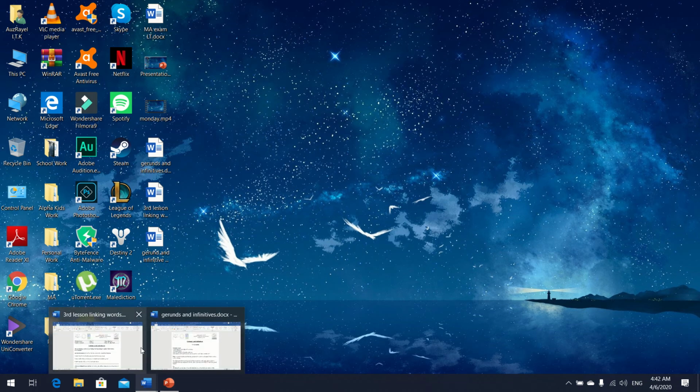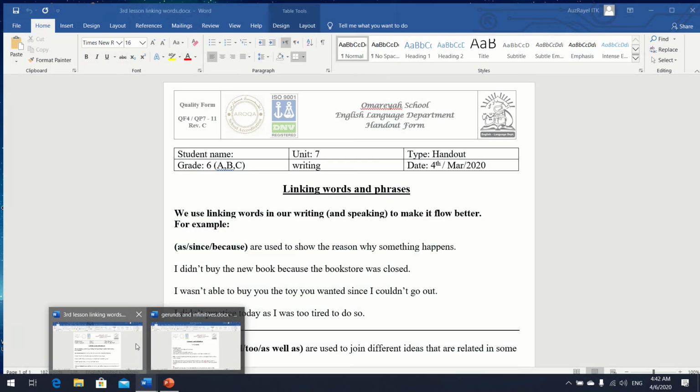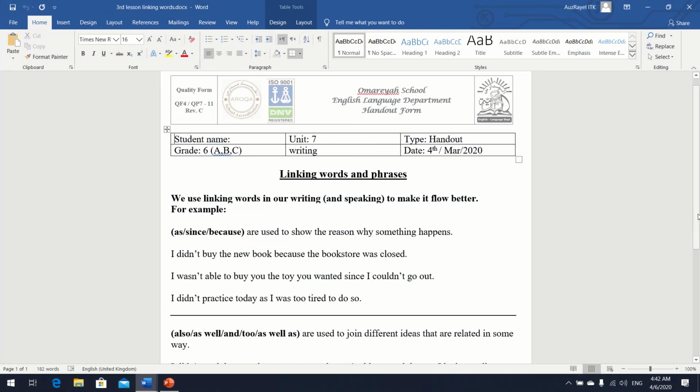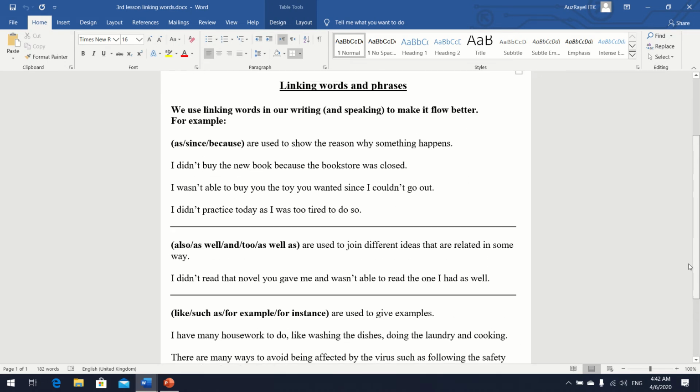So to start with, we're going to take the linking words, okay? Linking words or phrases are words and phrases that we use in writing or speaking to make what we are saying or writing flow better, to make it sound better, and to make a relationship between sentences. So we have three types of linking words.